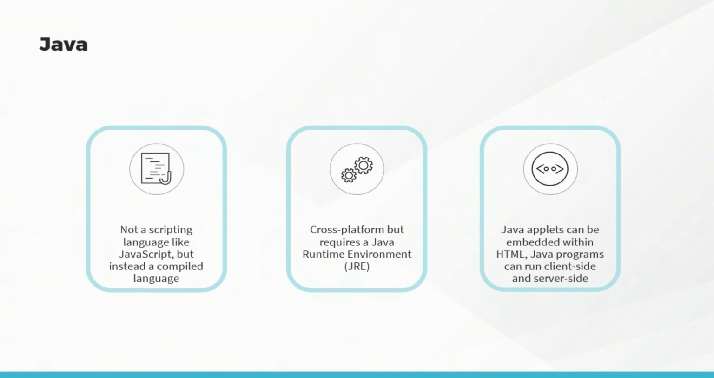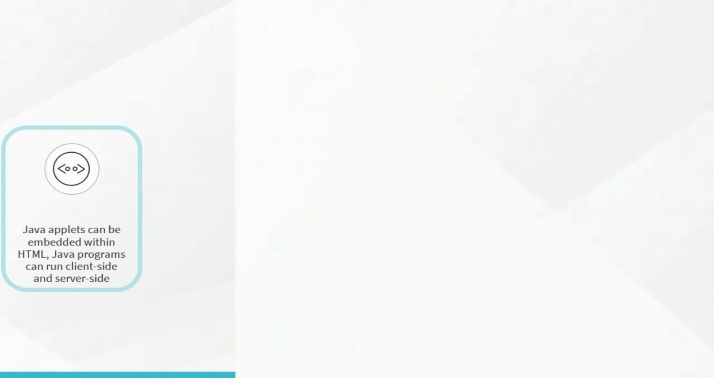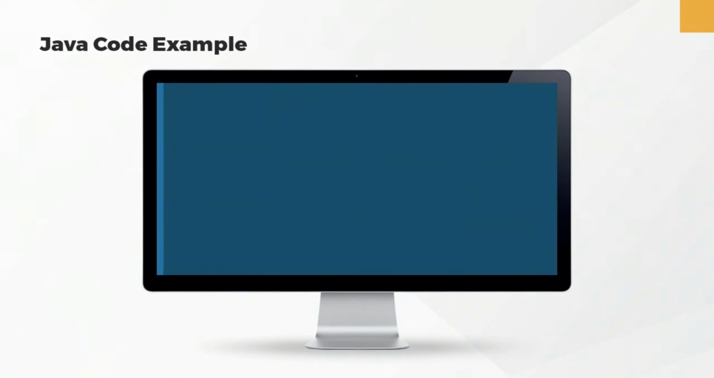Now we know that Java applets can be embedded within HTML and therefore run on the client. And we know that Java programs in the form of applets can run client side, but more complex Java programs can be run server side. As an example of what Java code might look like, and it is case sensitive as well, it'll look very familiar if you have programmed in variations of the C programming language over the years.